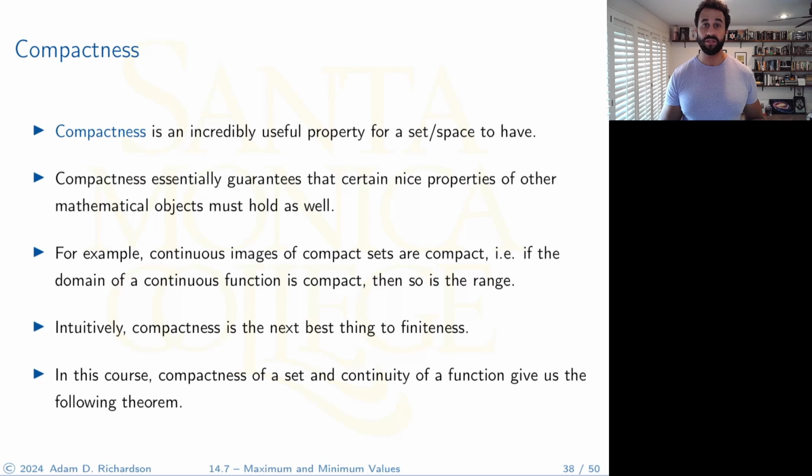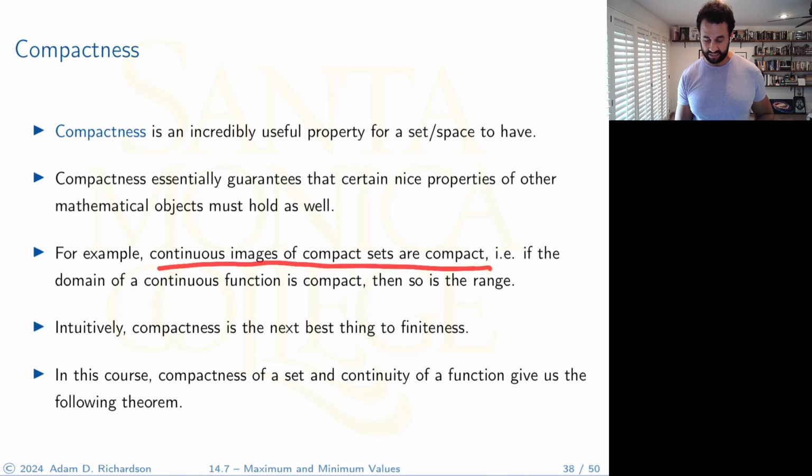Compactness is an incredibly useful property for a set or a space to have. Compactness basically guarantees that nice properties of other mathematical objects have to hold true. So if you've got compactness, you've got something really, really nice. Here is a very important example. I use this result in my own research, and this result basically gives us the theorem that we're about to talk about.